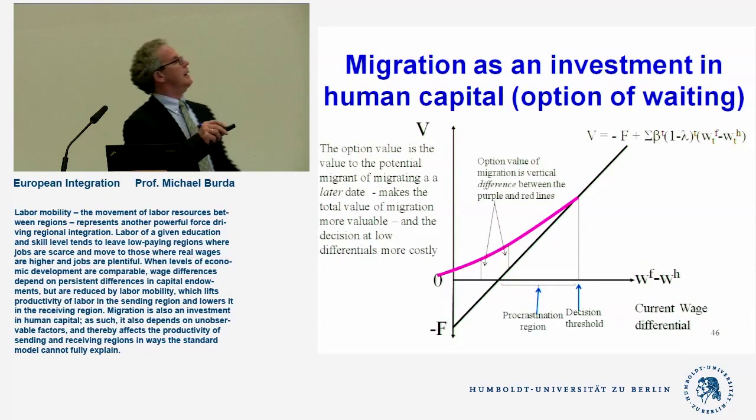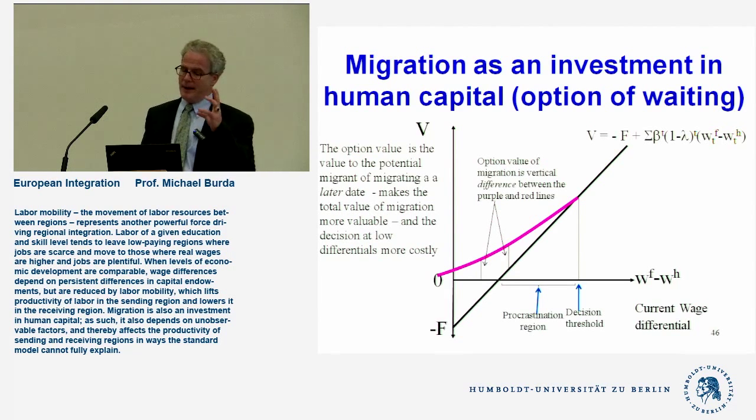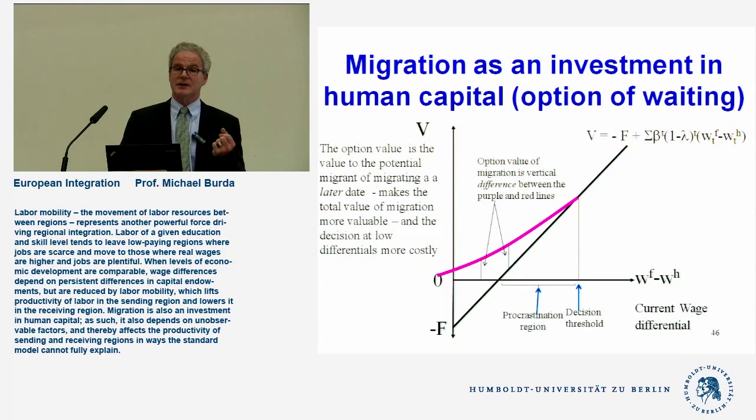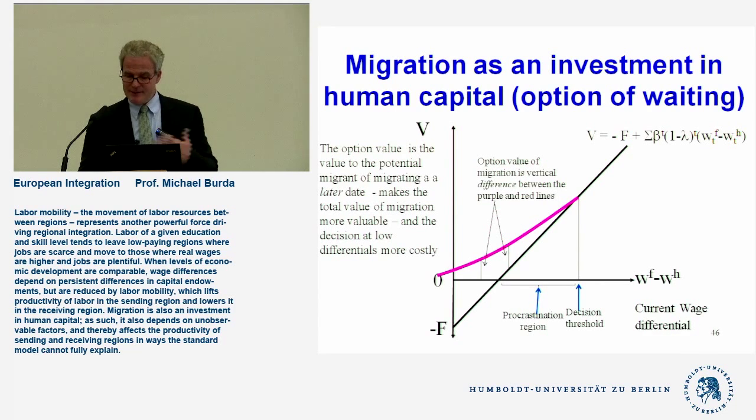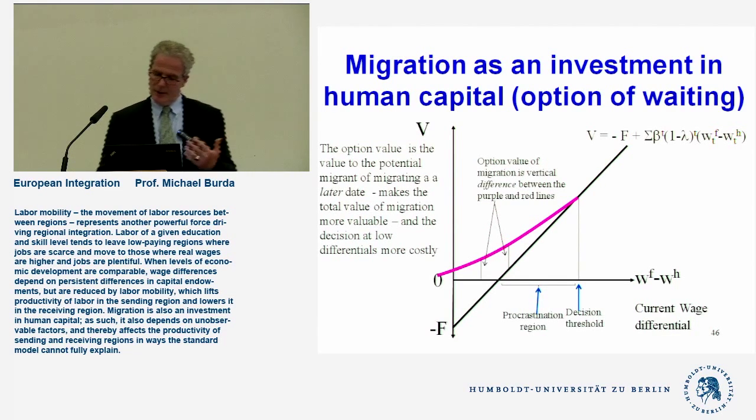But no longer do we concentrate on this line. We have to think a little bit harder about it, because basically, if you migrate, you cannot reverse the decision. You can reverse migrate, but you've already paid the fixed costs. So once you decide to migrate, you have to pay F, and that's it. You never get F back. So it may be sensible to wait and see.